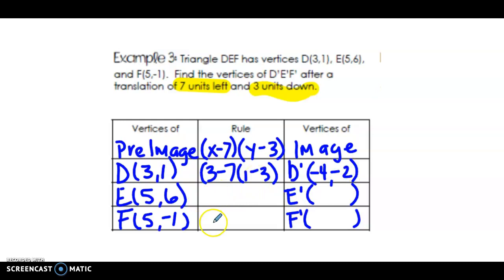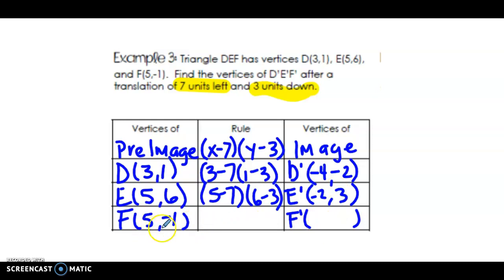So we're going to go to the next one, E. And I am going a little slow so you guys can get this down and understand it. But we're going to take our x and we're going to minus 7. So 5 and then minus 7. And then our y and minus 3. So that would be 6 minus 3. So 5 minus 7 is negative 2. And 6 minus 3 is 3.